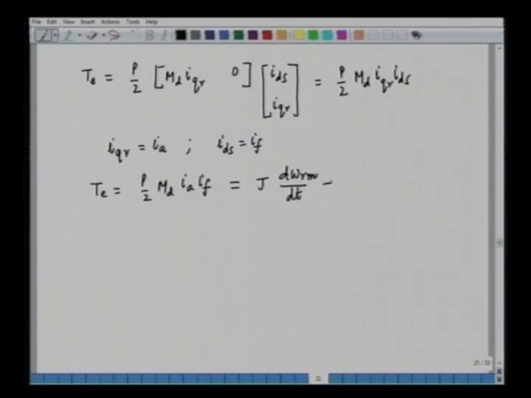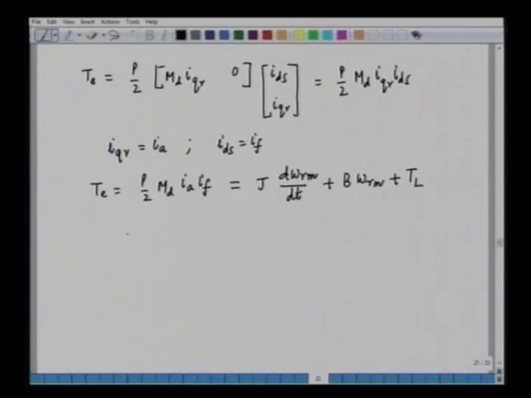We can also have the viscous friction, that is b omega r m. Again omega r m is the mechanical speed and b is the coefficient of viscous friction. Of course, you can also have the load torque T L. So if we solve this equation, maybe numerically, we can get the expression for omega r m. Omega r m is the mechanical speed.